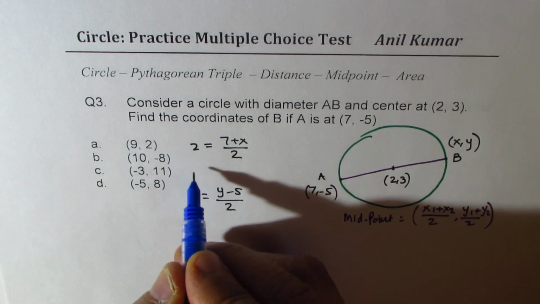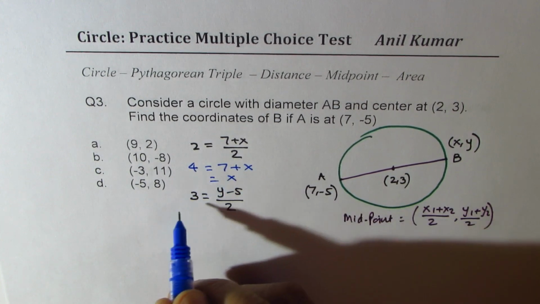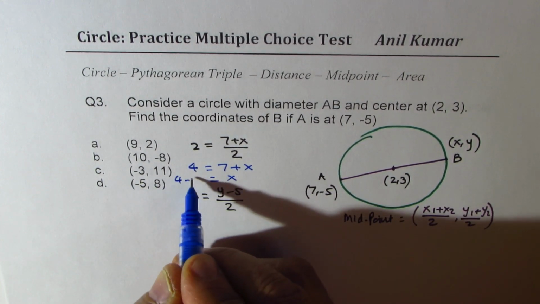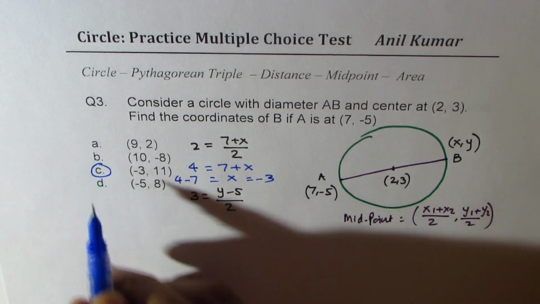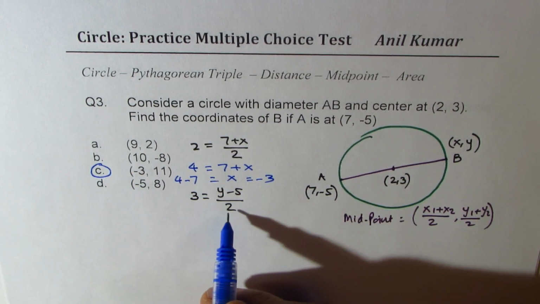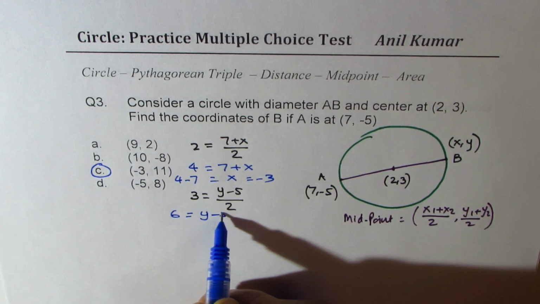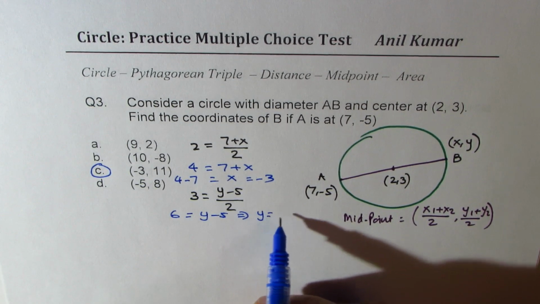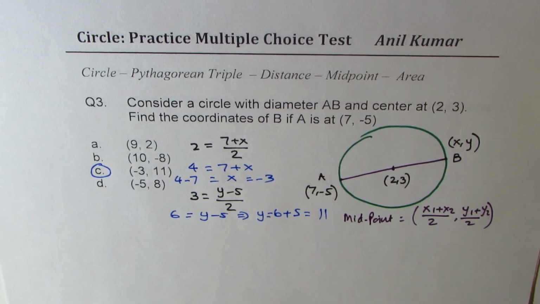So you can cross multiply. You get 4 equals 7 plus x, and that gives you x as 4 minus 7, which is minus 3. So it seems this is the right answer. Let's check. Here we get 3 times 2 is 6 equals y minus 5. So that gives you y equals 6 plus 5, which is 11. Perfect. So that is how you get the solution of this particular question.